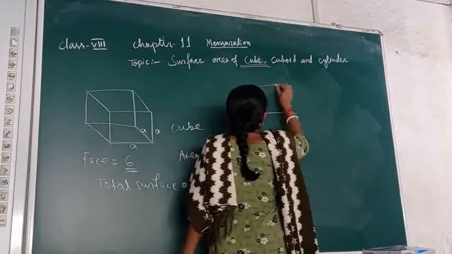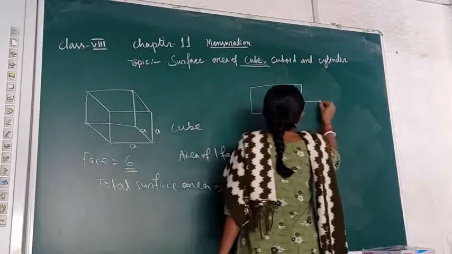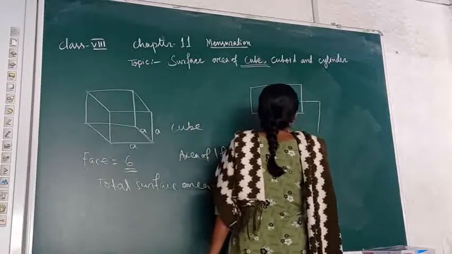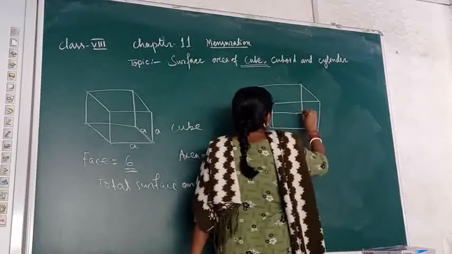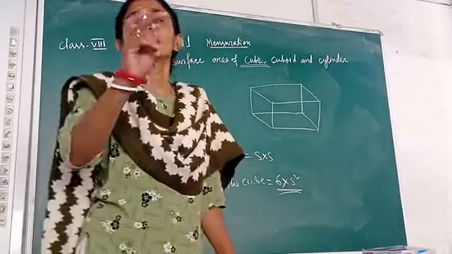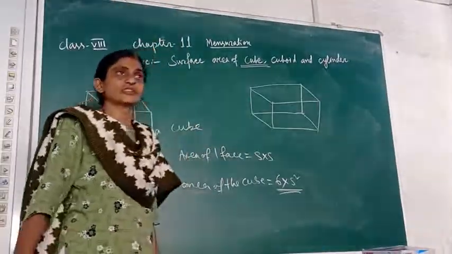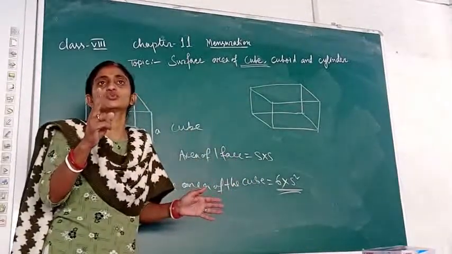You know the faces of the cuboid will be rectangular. Yes or no? Yes. Look at your book. You can see this is also cuboidal in shape. It is not even cubic, it is cuboidal. And there also how many faces will you get? Definitely it also has 6 faces. But all the faces are not identical. Only two faces will be identical.